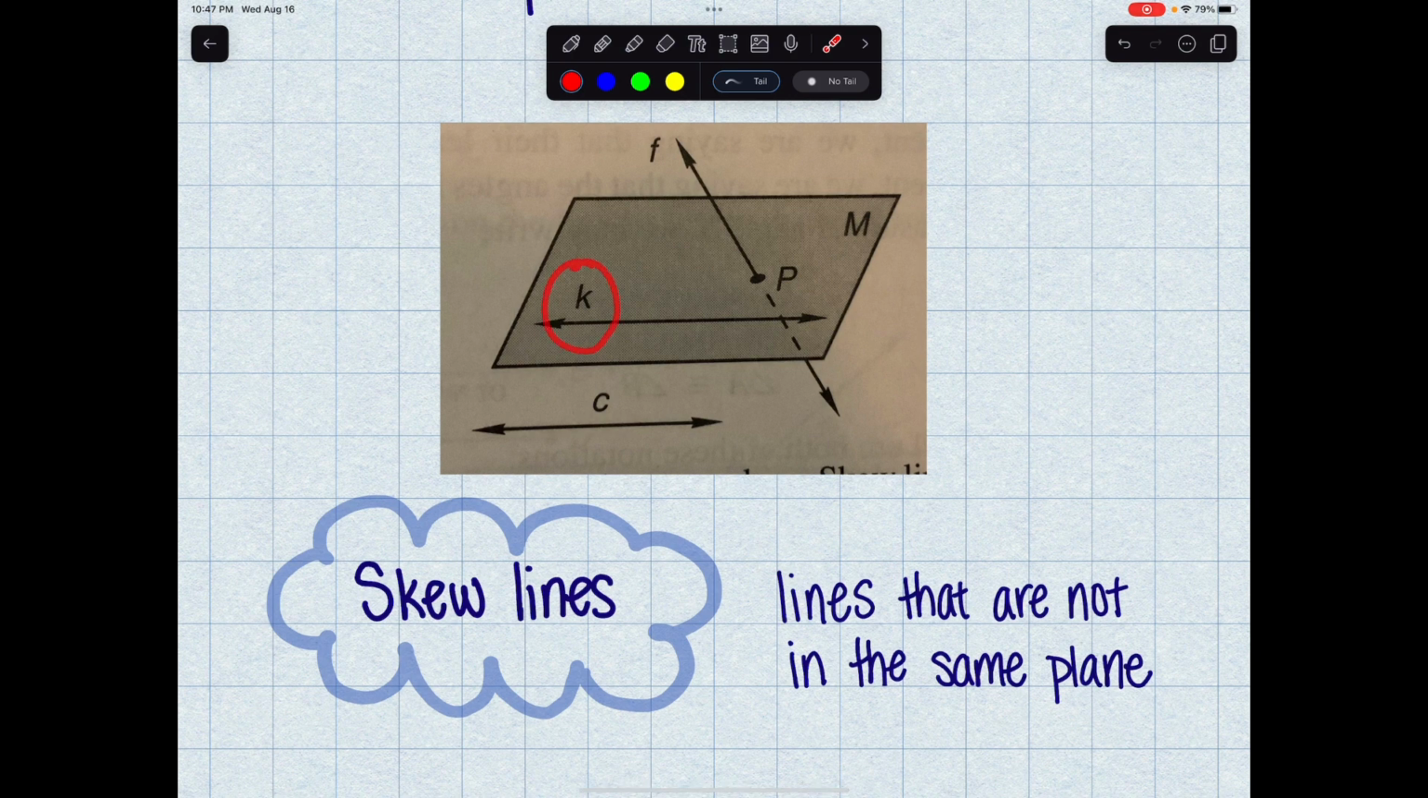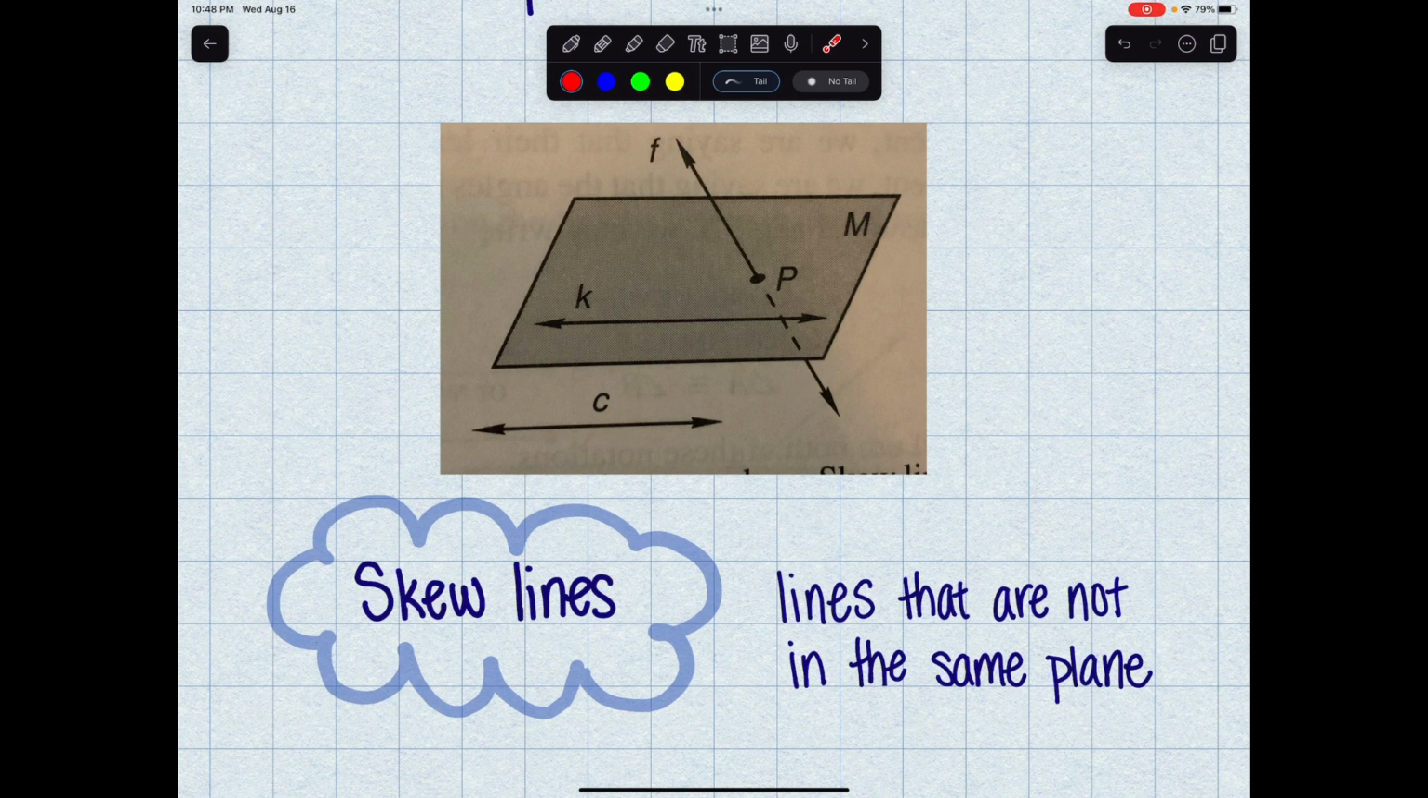thus lines K and F in the diagram above are skew lines because they're not both in plane M, and they do not form another plane because they're not parallel and they don't intersect. Oh, so these lines, okay, so it's just saying that these lines are skew to each other because they're never going to intersect. They're never going to cross each other.